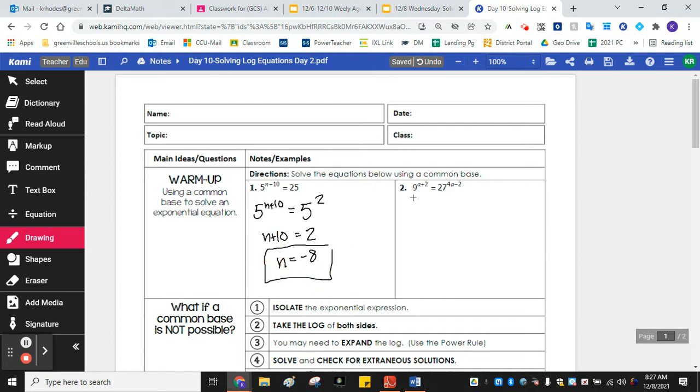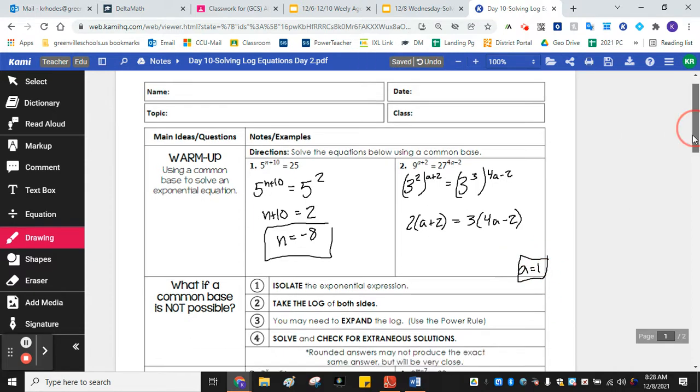Solve this one. Base 9 and 81 can't go, but 3 can. 3 squared is 9. Power to a power, you multiply. 3 to the third, power to a power, you multiply. Right? So the exponents are equal. And then I'm not going to waste your time. You know how to solve that equation. Solve it just like normal, and you'll get the answer a equals 1.